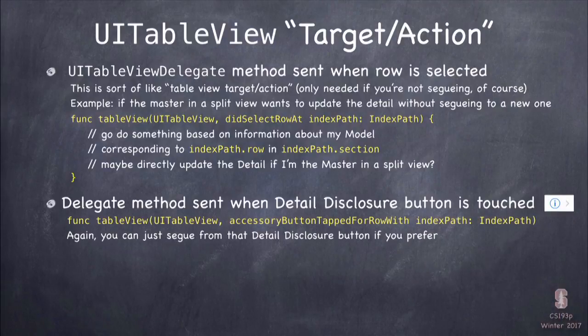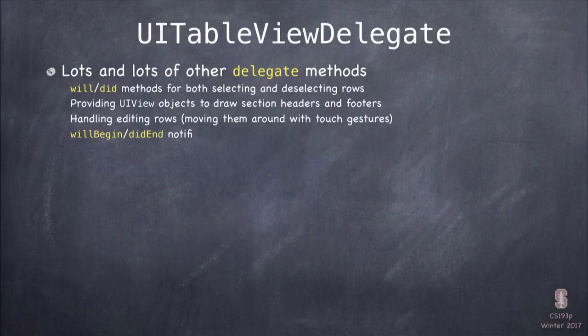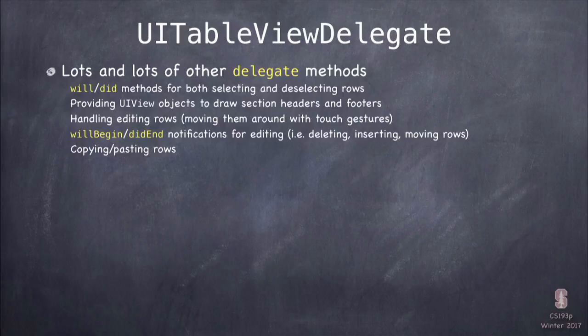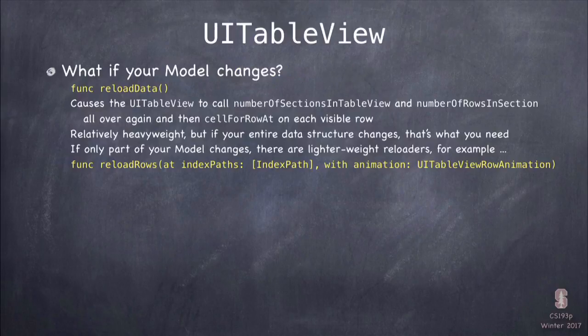You can do the same thing with that detail disclosure, by the way. So someone clicks on that detail disclosure, you're going to get this method in your delegate called accessory button tapped for row with index path. Okay, so now you know which row. So when things are clicked on, you can either segue or you can use these to find out things were clicked on and do whatever you want. So yeah, a lot of wills and dids and all those things. You can look at the documentation for UITableViewDelegate.